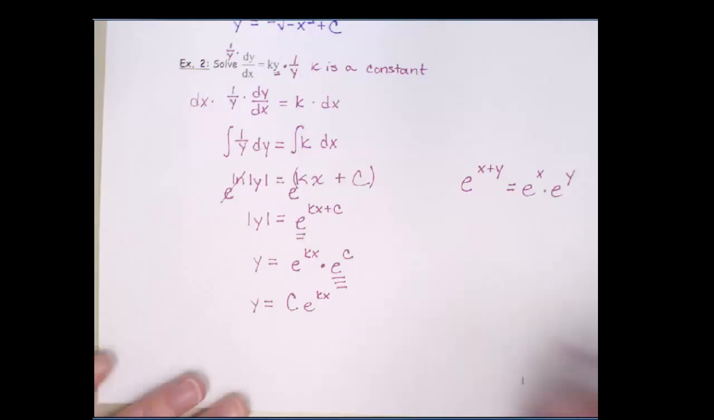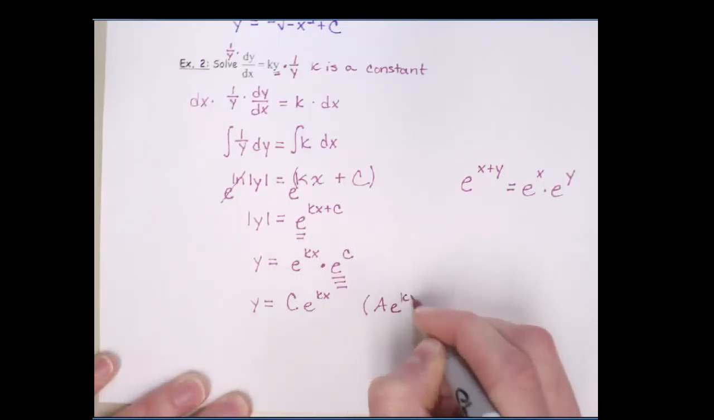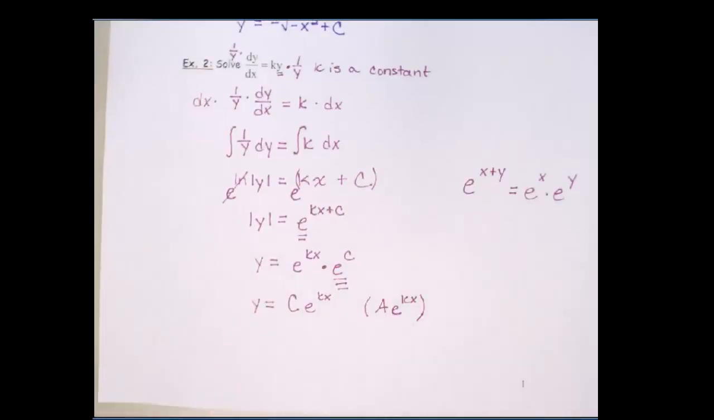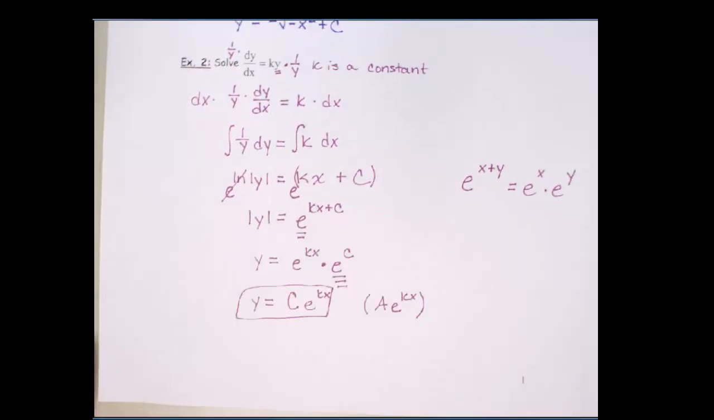And some people change the letter. You may see this written as a e to the kx, or again, it could be any letter. The letter doesn't matter. It just represents a constant. And since y is by itself, this is the antiderivative function.